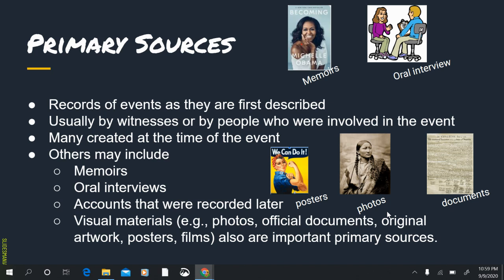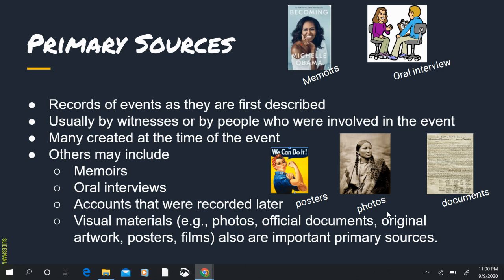So, first, we need to be able to tell the difference between a primary source and a secondary source. A primary source is a record of events as they are first described, usually by people who were there and witnessed or participated in the event. Oftentimes, these are created at the time of the event, so it might be a police report on a car accident, it might be an original historical document like the Declaration of Independence, or something like that.